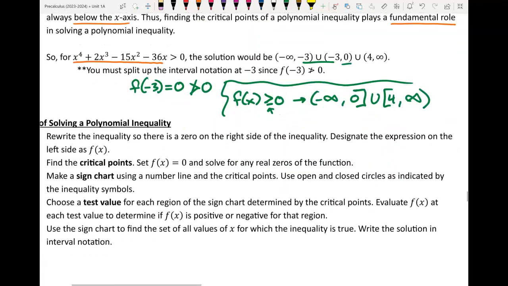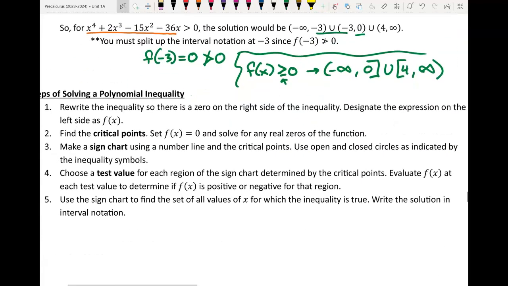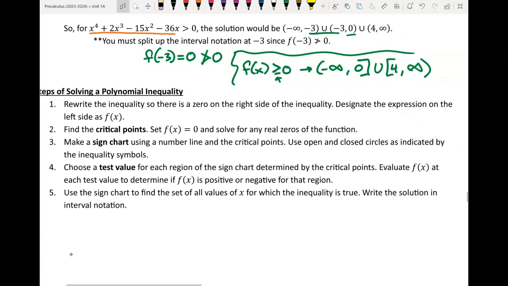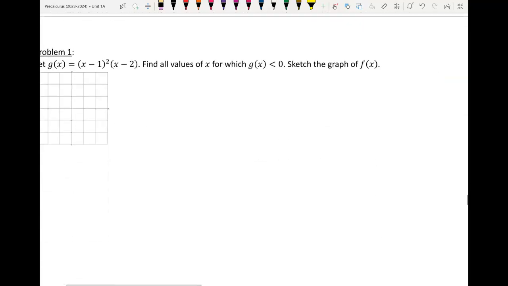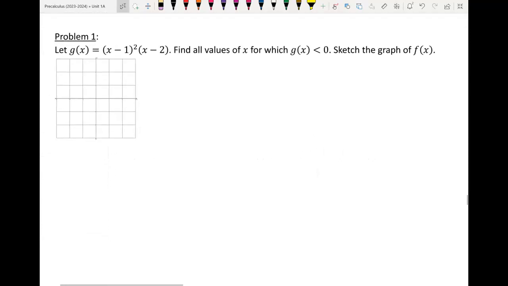So we have some steps of solving inequalities. I pretty much went through the whole process, so I'm going to go ahead and just skip these steps. You can review these steps on your own as you go through different problems. But I want to go ahead and jump down to our next problem, which is on the second page.